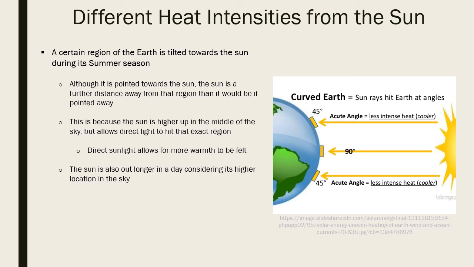This is because the sun is higher up and in the middle of the sky, allowing direct light to hit that exact region. Direct sunlight allows for more warmth to be felt. The sun is also out longer in a day, considering it is higher in the sky, so this allows for more warmth to be felt and collected.